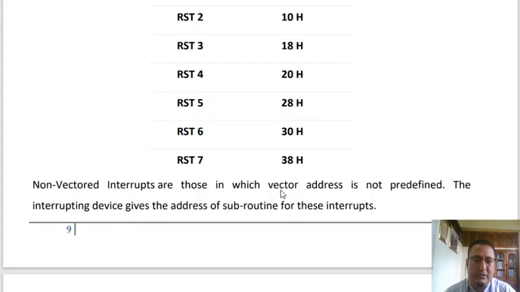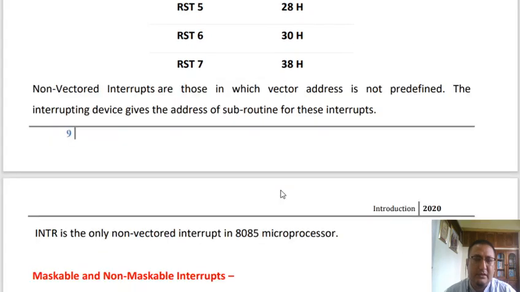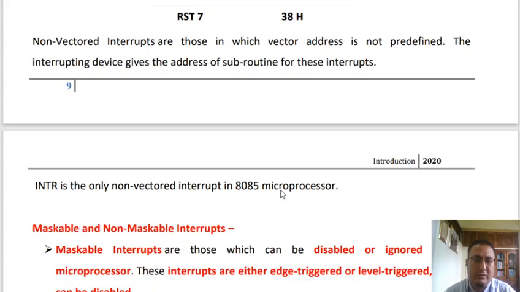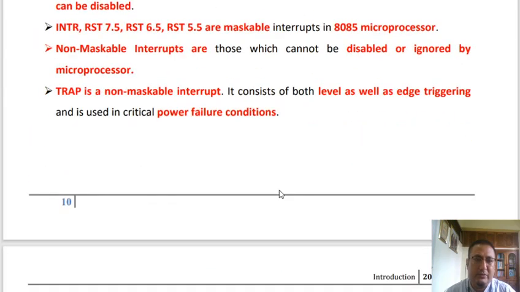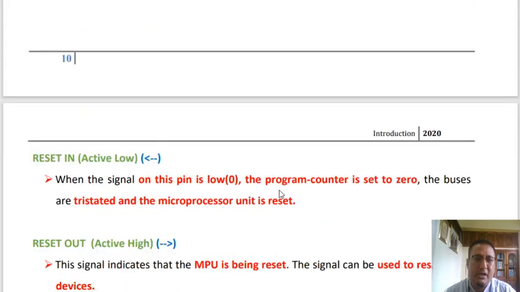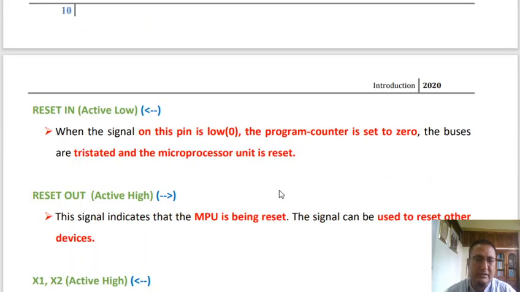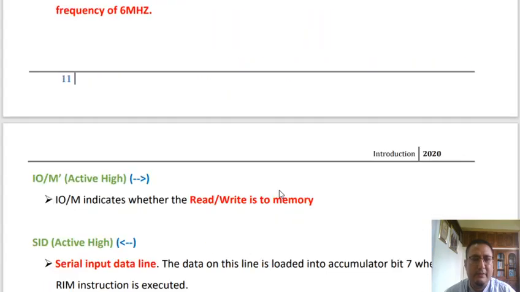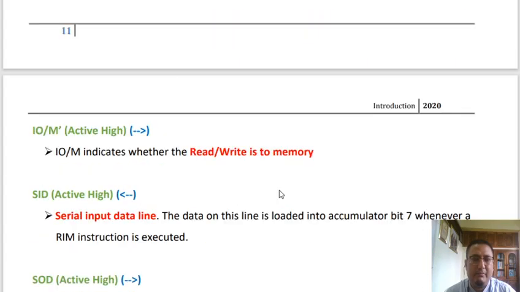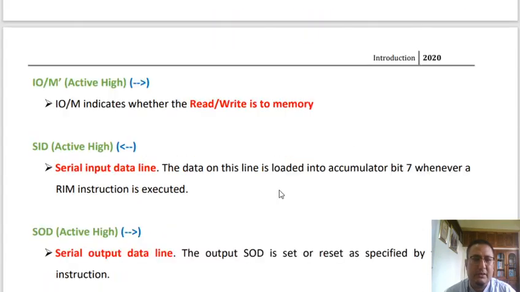We also came to know that INTR is the only non-vectored interrupt the 8085 has. We discussed the maskable and non-maskable interrupts, and went through the various maskable and non-maskable interrupts. We discussed the significance of the reset in and reset out pins, then X1 and X2 for frequency, then the significance of IO oblique M bar. We also briefly discussed SID and SOD. We'll be elaborating on this when we discuss the RIM and SIM instructions.